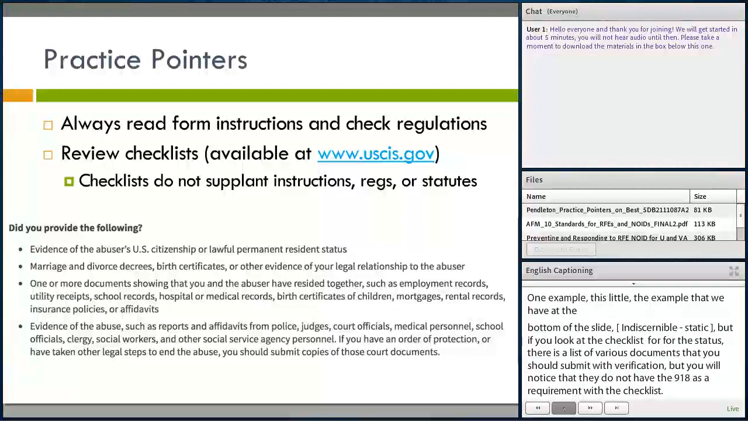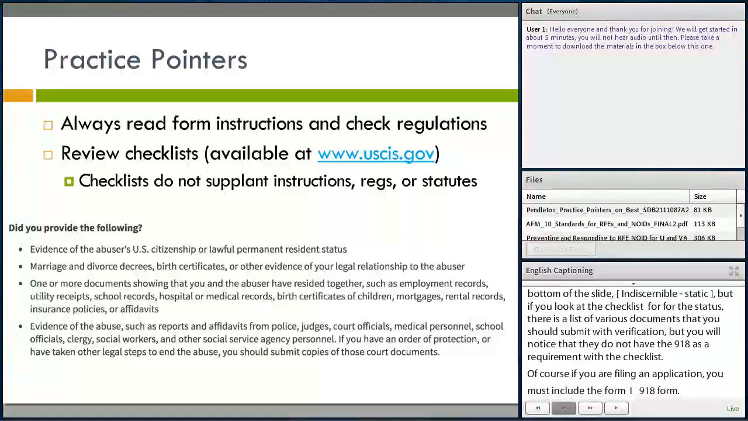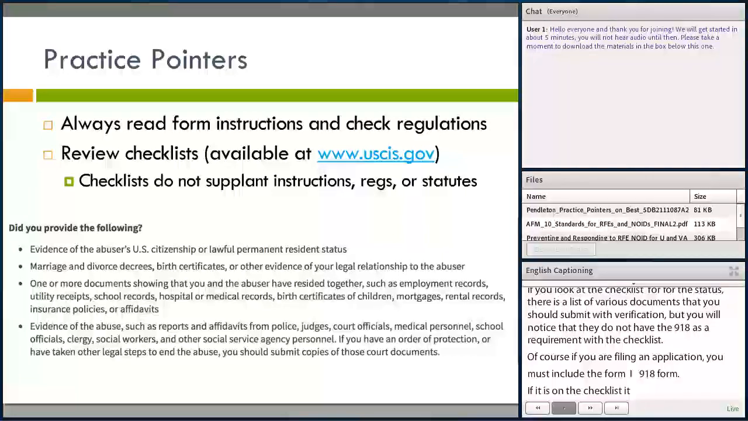And so I would recommend using the checklist as one of the many tools that you have at your disposal. You want to make sure that if it's on the checklist, it's in your packet. But the checklist is not the end-all and be-all. You have to make sure that you're reading the instructions, checking the regulations, and submitting all of the things that you should be submitting with these packets.